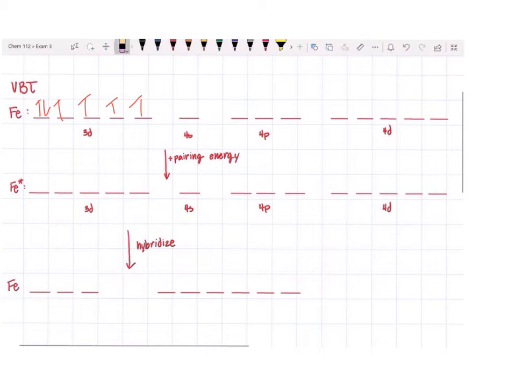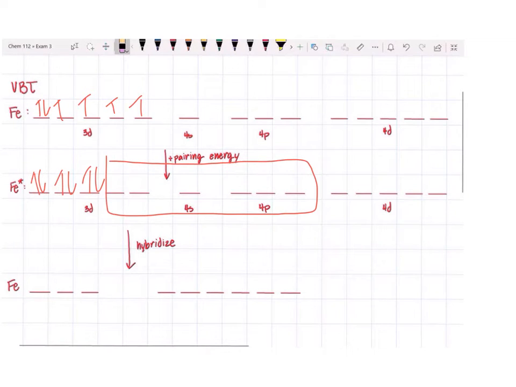Now, since this is a strong field ligand because of cyanide and carbon monoxide, it would have to go through pairing energy. Since these two are going to pair up, it's going to look like this. And the hybridization is going to end up being an inner d orbital, which gives us d2sp3. Again, this is going to be the inner d orbital.